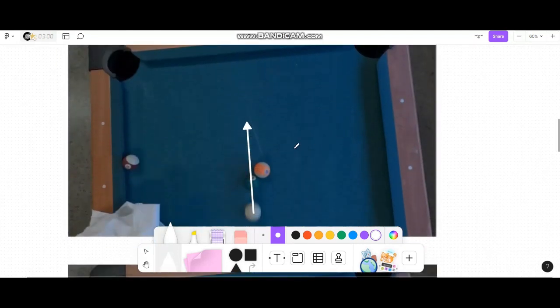So the momentum of the white ball is going to be equal to m times v. That is the equation for momentum. We're not going to go too deep into that. We just need to know that the white ball has momentum.